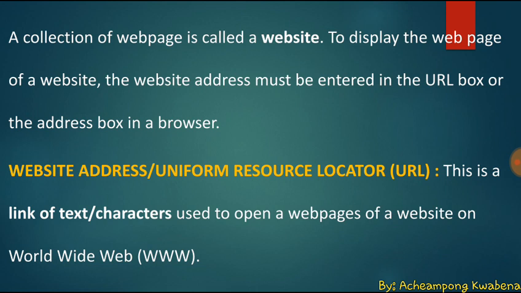Now, when we talk of a website address or Uniform Resource Locator, we are referring to a link of text, or we can say a string of text or characters used to open a web page of a website on the World Wide Web. So a website address or Uniform Resource Locator is a link of text or characters, a string of characters used to open web pages of a website on the www.